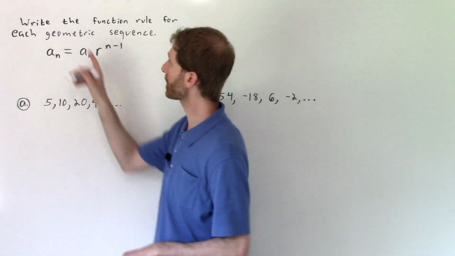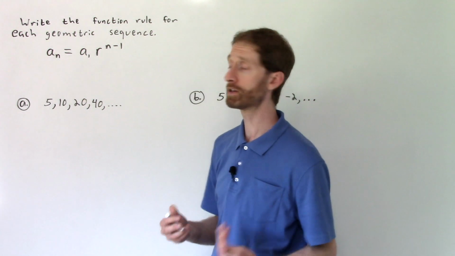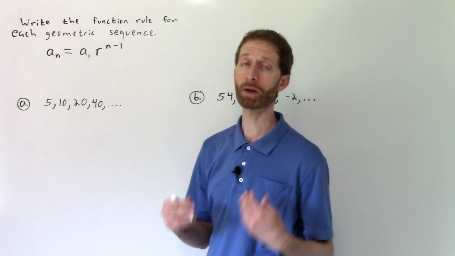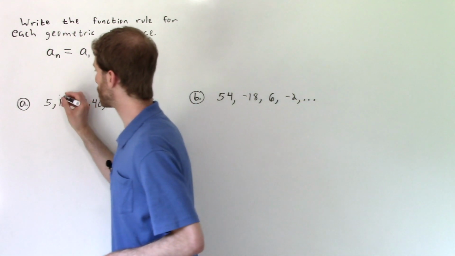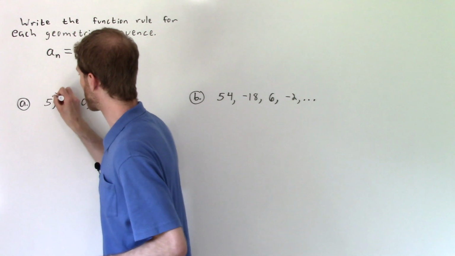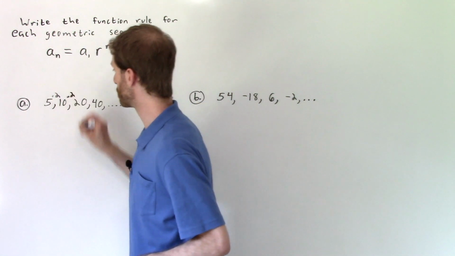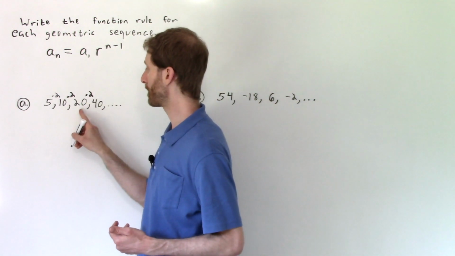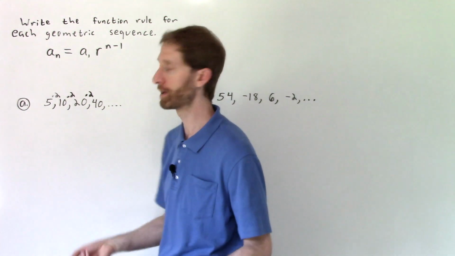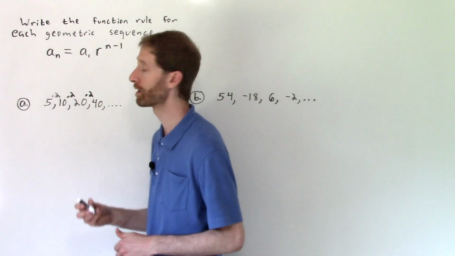All right, so we're again told to write the function rule for each geometric sequence. First thing I need to do is figure out what the common ratio is. What am I multiplying or dividing by each time? So 5 times 2, we're told it's geometric, so we know we're multiplying by a set number every time, gives me 10. 10 times 2 gives me 20. 20 times 2 gives me 40. You also could have divided 40 by 20 to see that it was multiplied by 2, and 20 divided by 10 to see it is multiplied by 2, and so on and so forth.